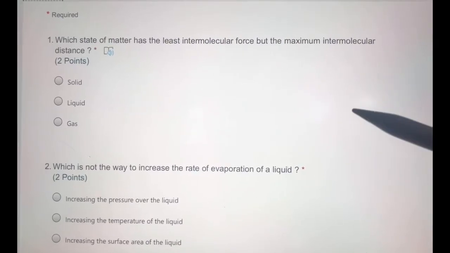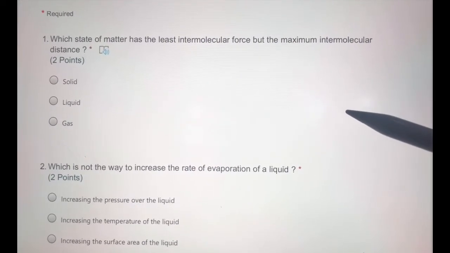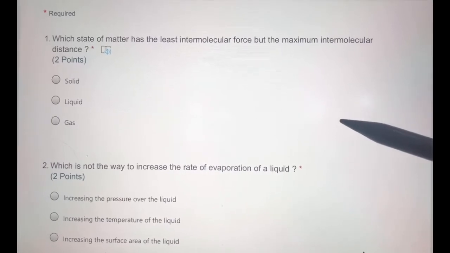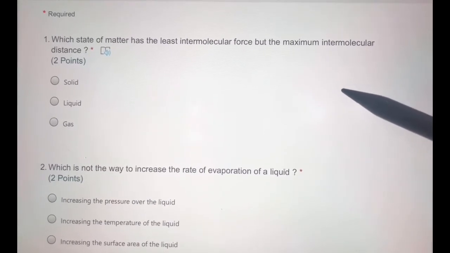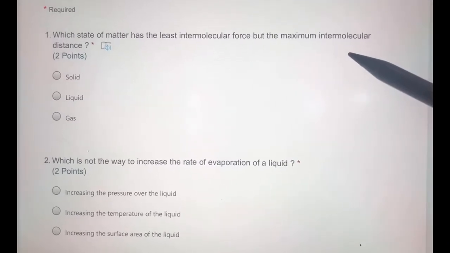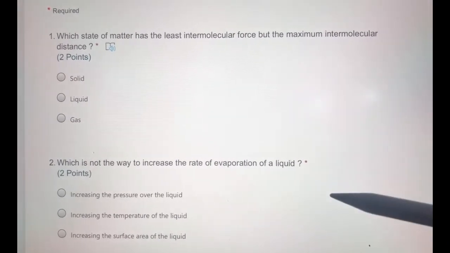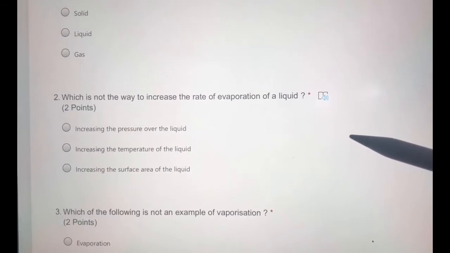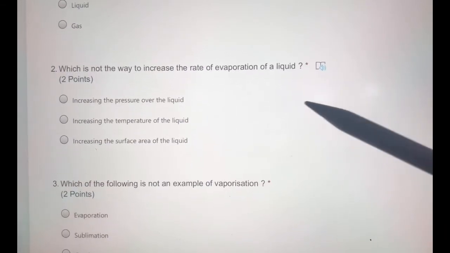This is a solution of the class 8 physics paper that was given for the half yearly. Which state of matter has the least intermolecular force but the maximum intermolecular distance? This is gas.